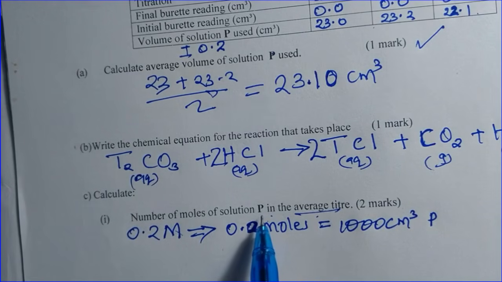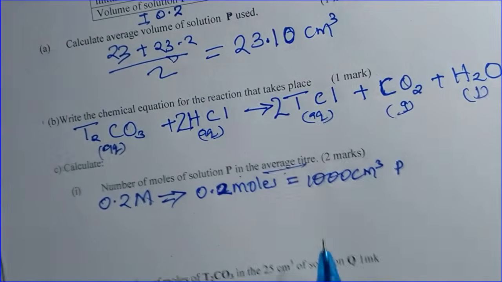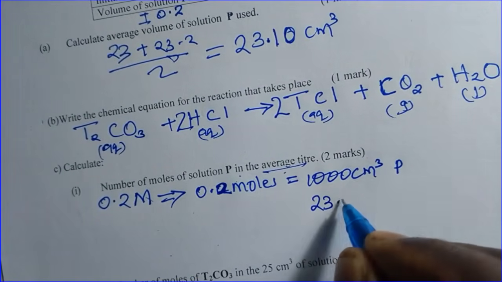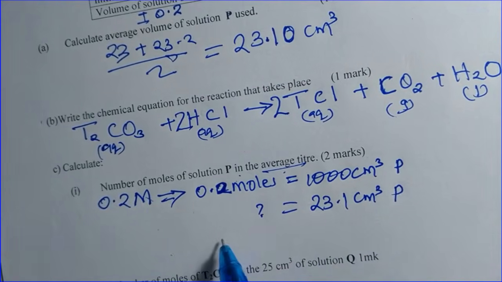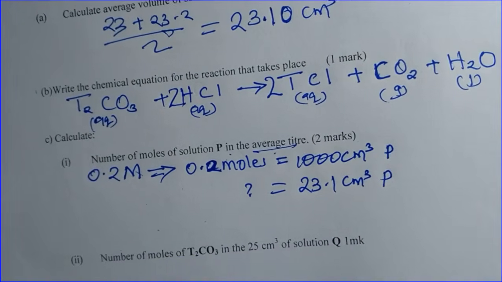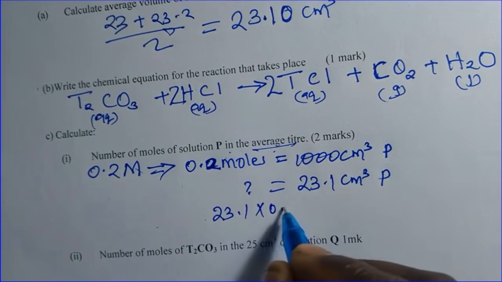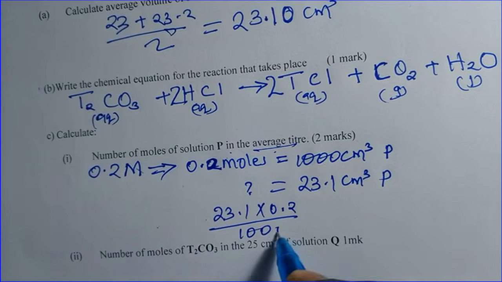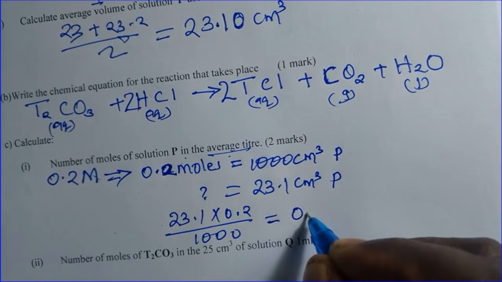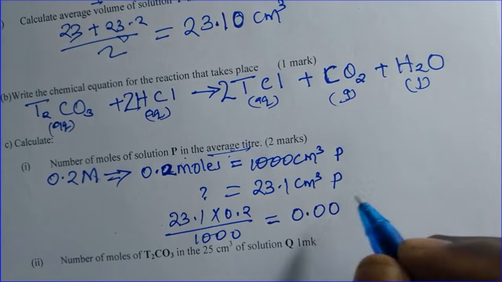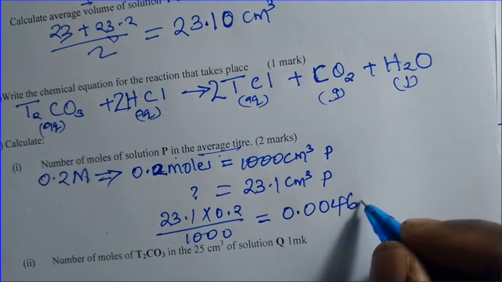How much volume of P did we use? We used 23.1. So you ask, 23.1 centimeters cube, the one we used, solution P, will contain how many moles? That will be 23.1 times 0.2, divided by 1,000. And the number of moles will be 0.00462.